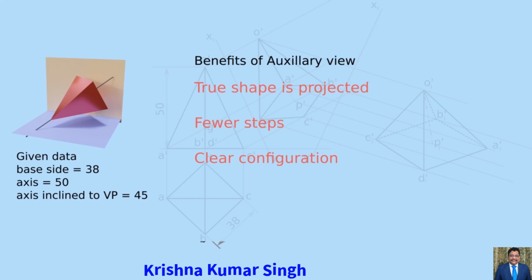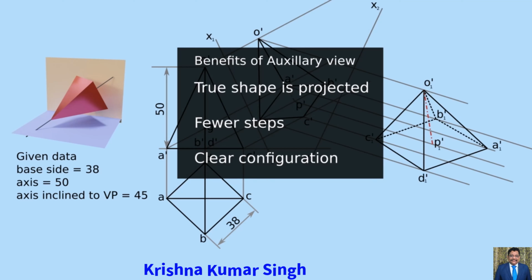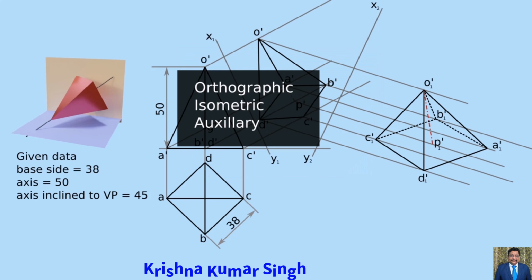This view gives the clear configuration about the surface which cannot be projected using principal views, top, front and side views. So in this video, we have solved one problem regarding auxiliary views, so now we can easily project inclined 3D objects on a 2D plane. We have completed orthographic, isometric and auxiliary projection in the previous videos.